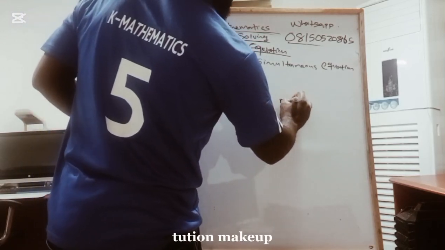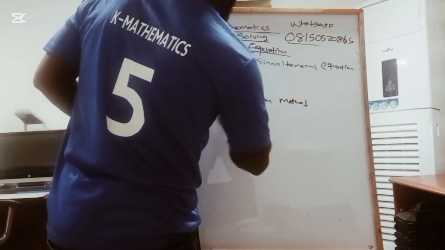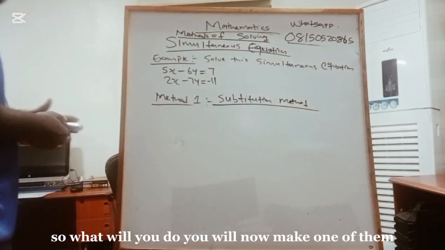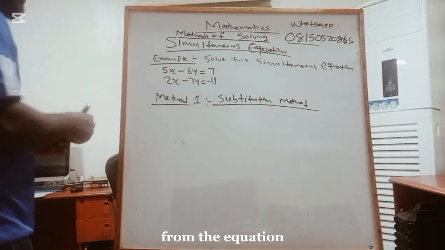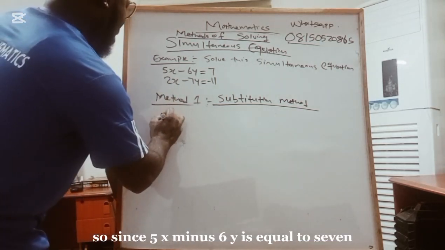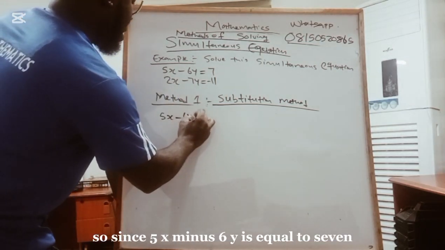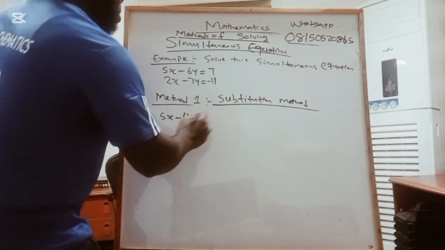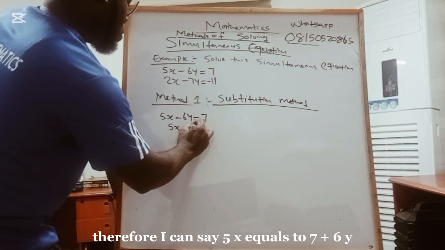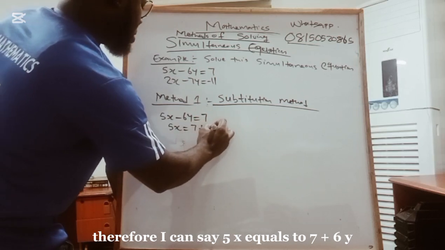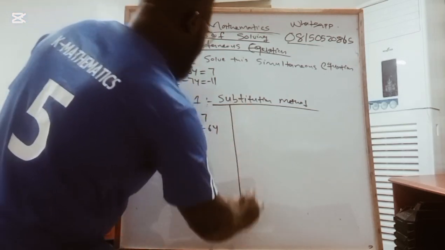Substitution method. So what will you do? You will now make one of them the subject of the formula from the equation. Since 5x minus 6y is equal to 7, therefore I can say 5x equals 7 plus 6y.